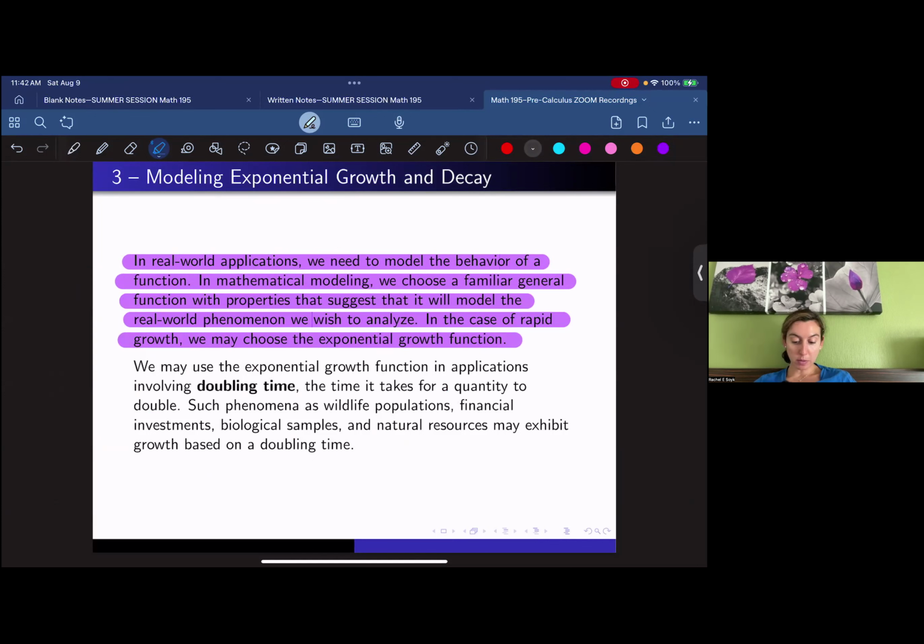We may use the exponential growth function in applications involving doubling time, which essentially is the time it takes for a quantity to double. Such phenomena as wildlife populations, financial investments, biological samples, and natural resources may exhibit growth based on doubling time. Okay, very, very common. We see it everywhere.